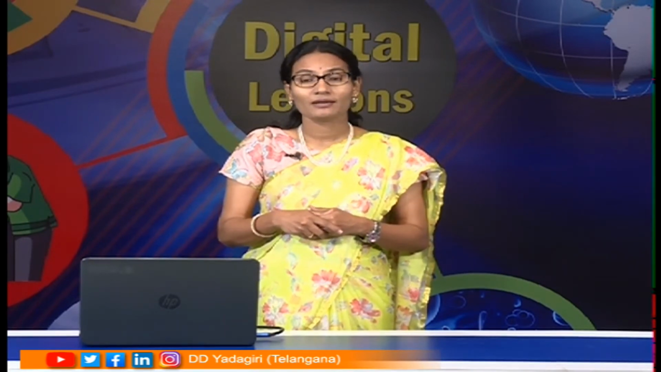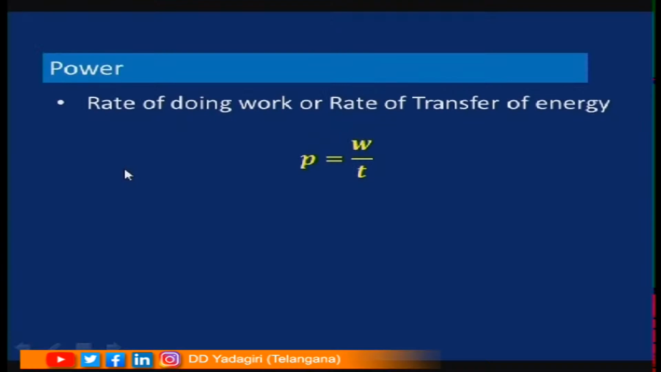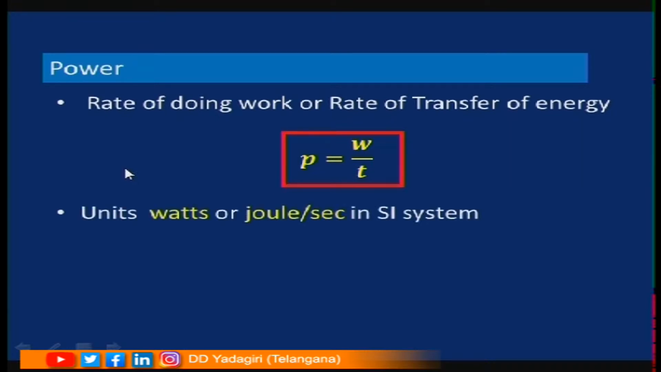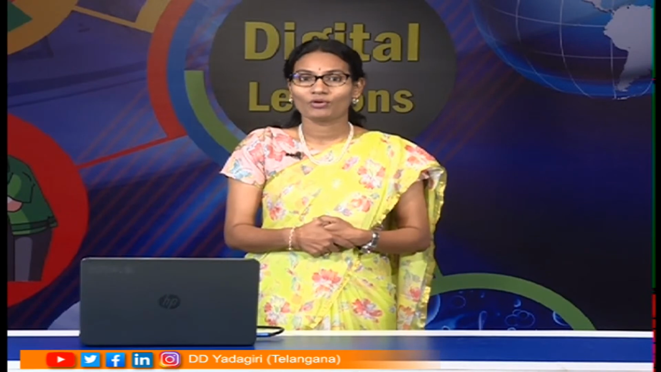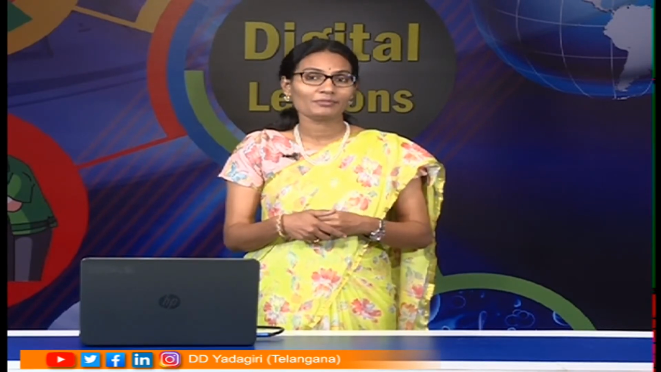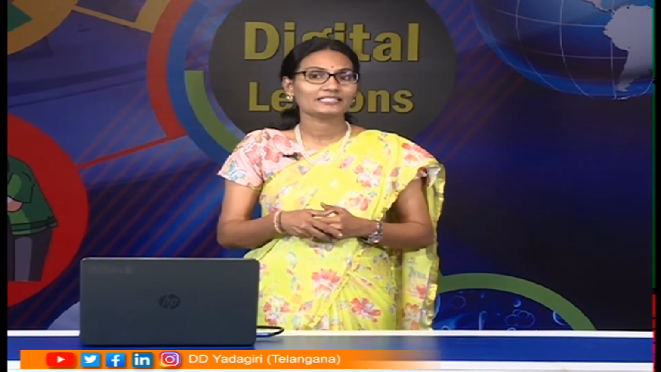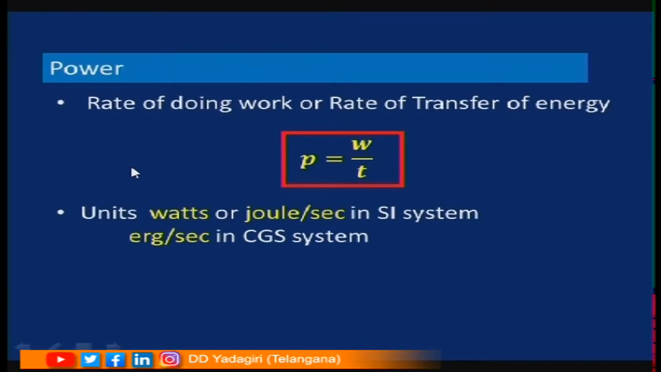The power has a mathematical expression, that is power P equal to W by T. Here W is work and T is the time interval. The unit of power is joule per second or watts. In honor of James Watt, who invented the heat engine, the power unit is named as watt. 1 watt equal to 1 joule per second. In the CGS system it is erg per second.